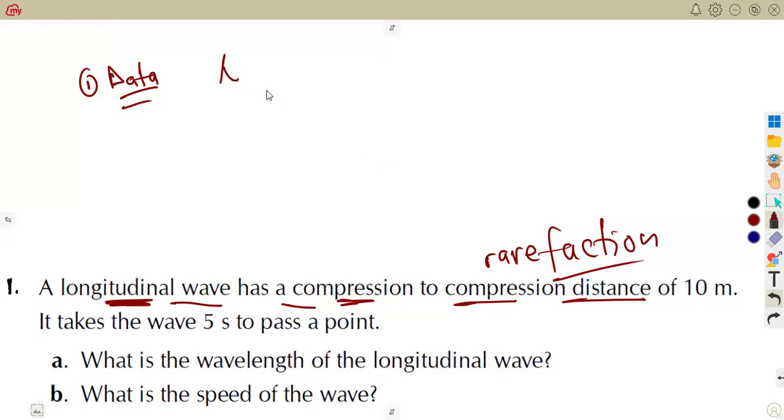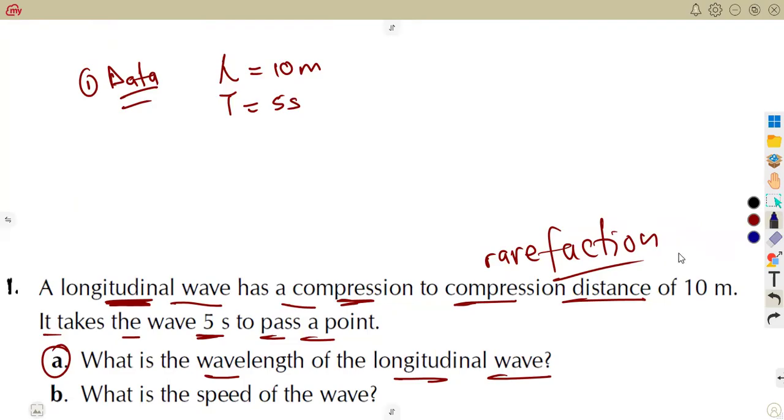So we are given the wavelength, which is 10 meters. It takes the wave 5 seconds to pass a point. Take note, when the wave moves, it takes 5 seconds. So you can refer to that as our time, which is 5 seconds. So the question was, what is the speed of the longitudinal wave?